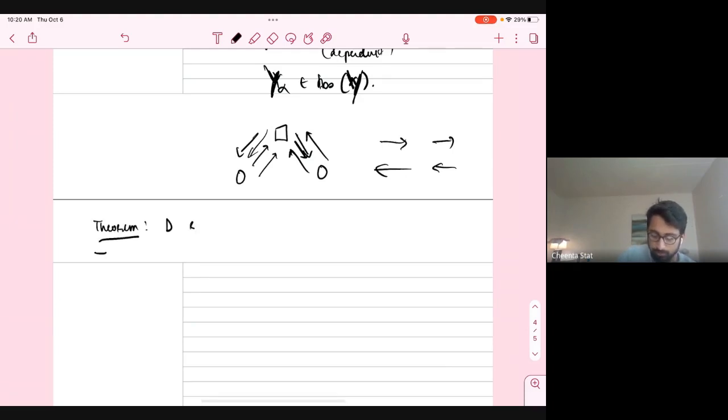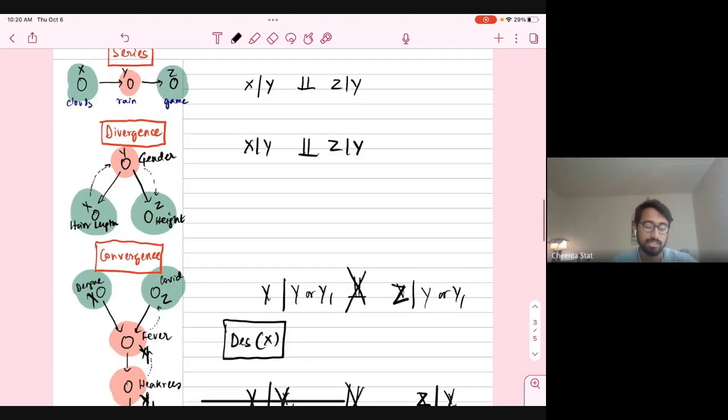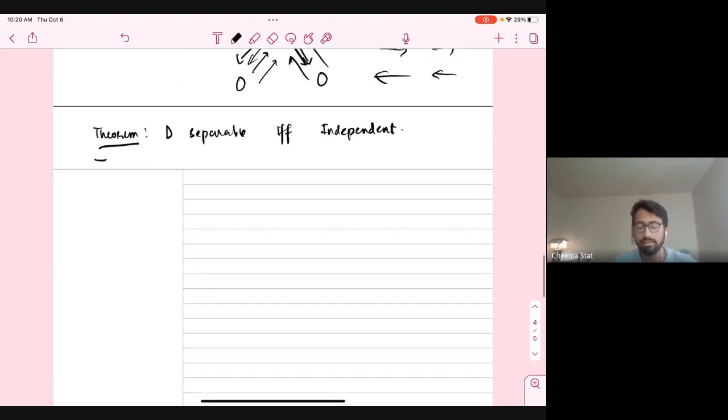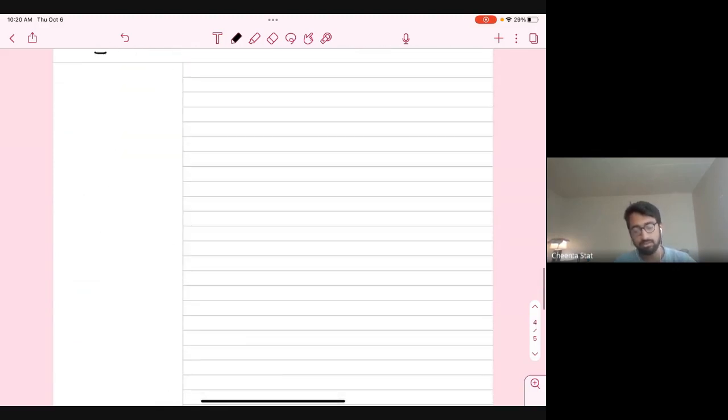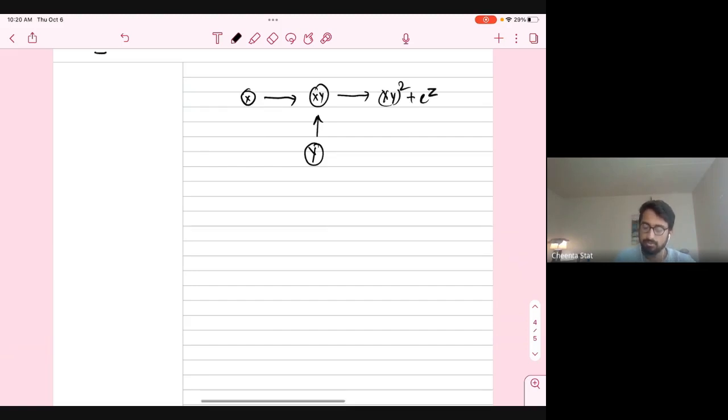So D separable if and only if independent. So this is a basic idea. So you can show it's independent and D separable. Like if you show D separable, then they're independent. And it has a lot of beautiful applications. So if you form random variables, let's say X is dependent upon x and y. And then this is nothing but x squared y plus e to the power z squared.